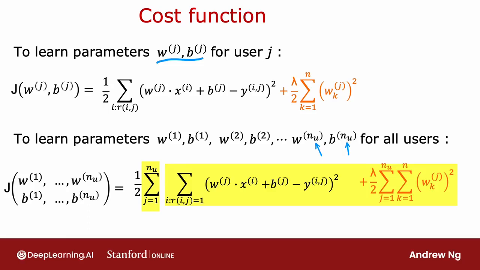And if we use gradient descent or any other optimization algorithm to minimize this as a function of w1, b1 all the way through w_nu, b_nu, then you have a pretty good set of parameters for predicting movie ratings for all the users. And you may notice that this algorithm is a lot like linear regression, where wj.xi plus bj plays a role similar to the output f of x of linear regression, only now we're training a different linear regression model for each of the n subscript u users.